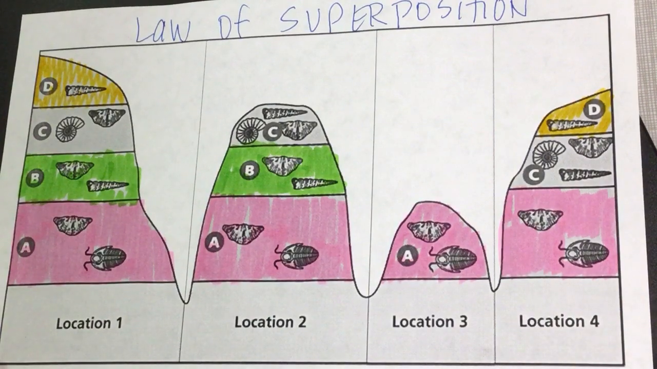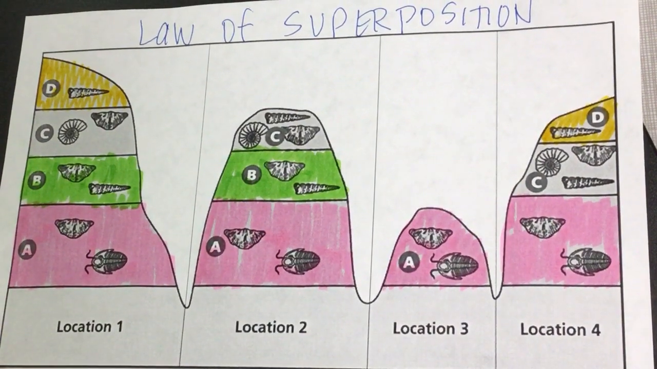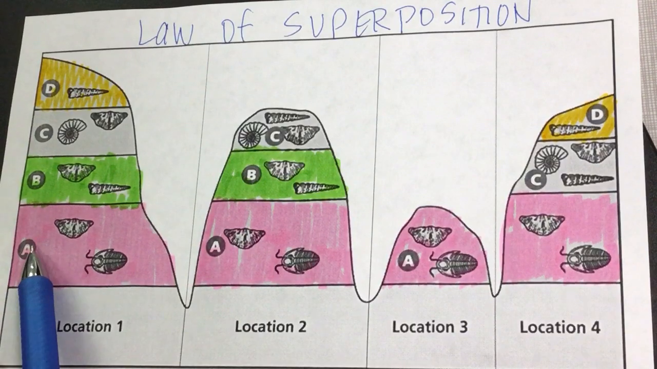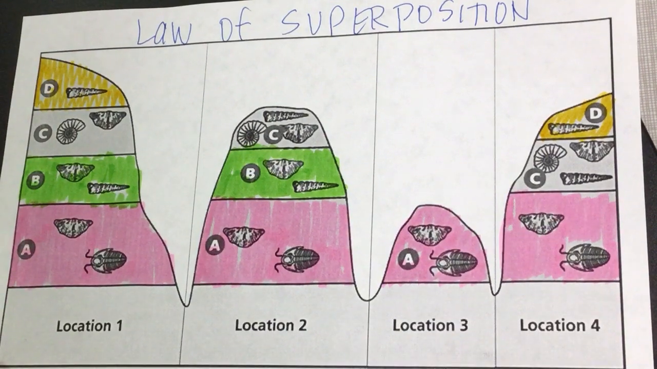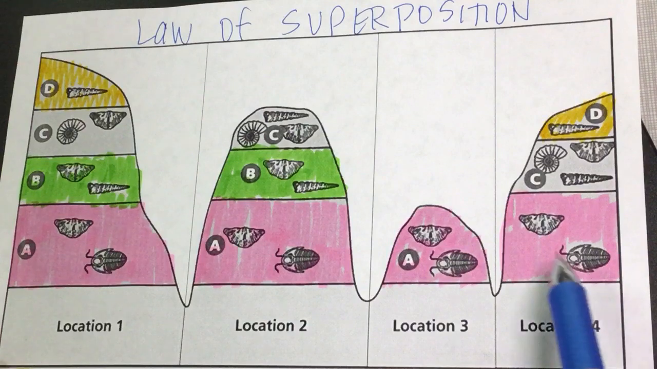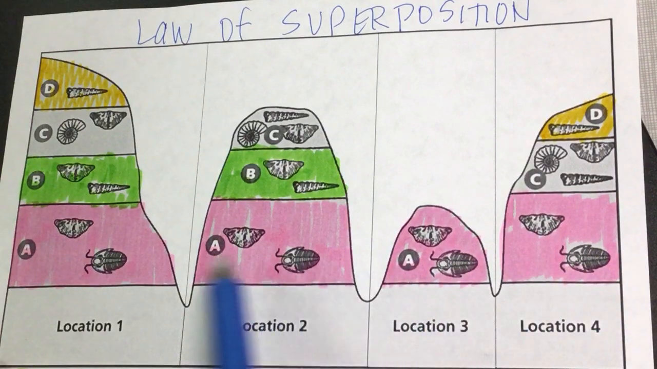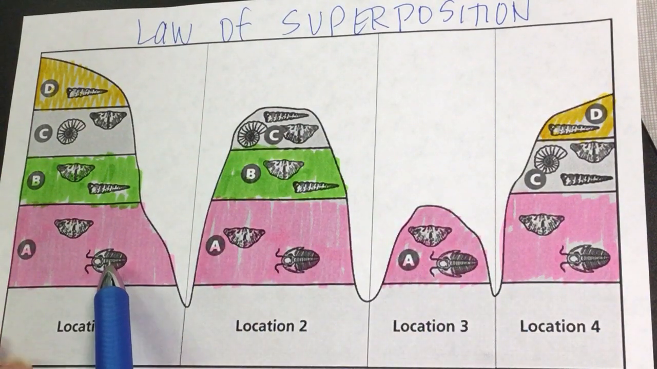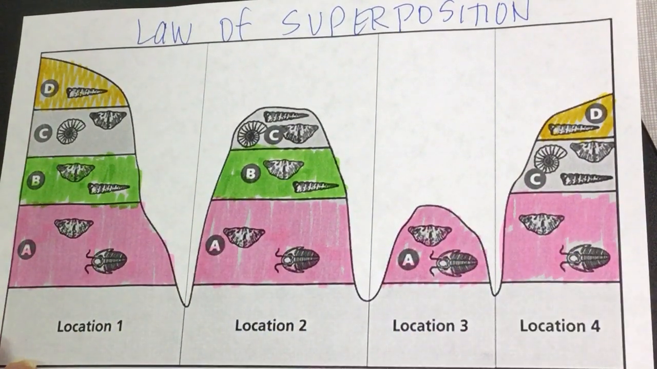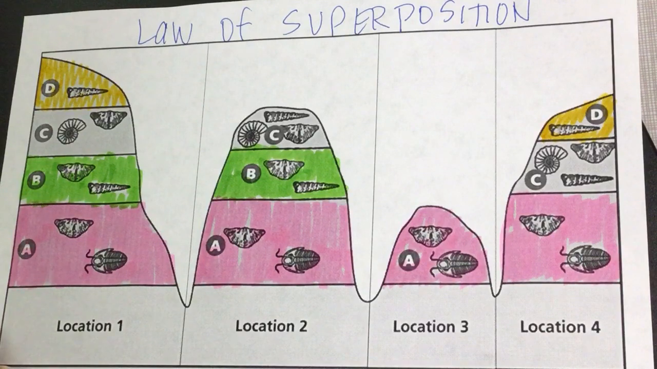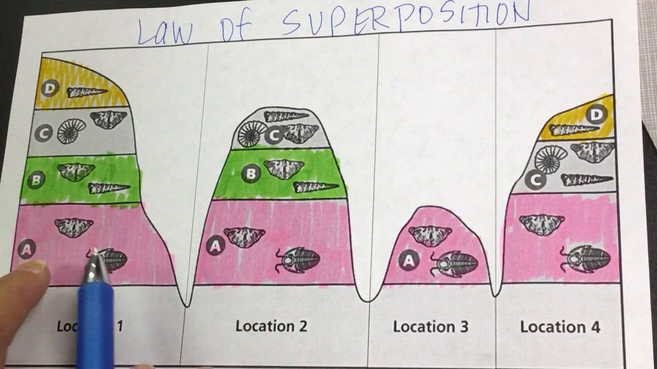So based on me having beautifully colored this for you, you can see that layer A, the pink layer here, is at all four locations and that it contains two types of fossils. We have our nice little arthropod friend here, the trilobite, that is found in all four of these locations. And we also have a nice little brachiopod that's found in all four of those locations too. So we know that those four layers, those four locations, must be approximately the same age.